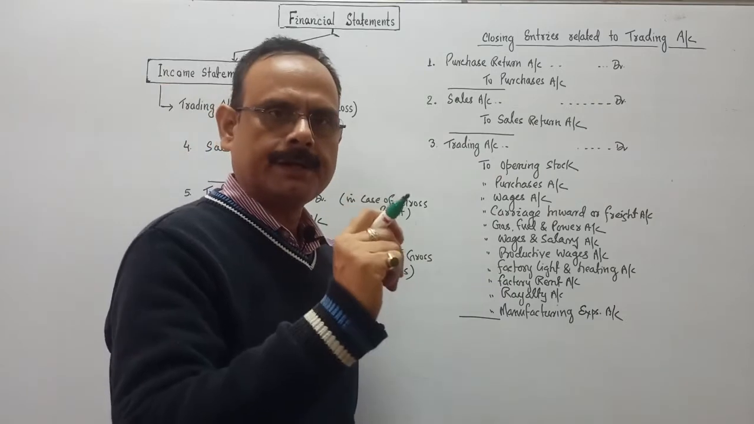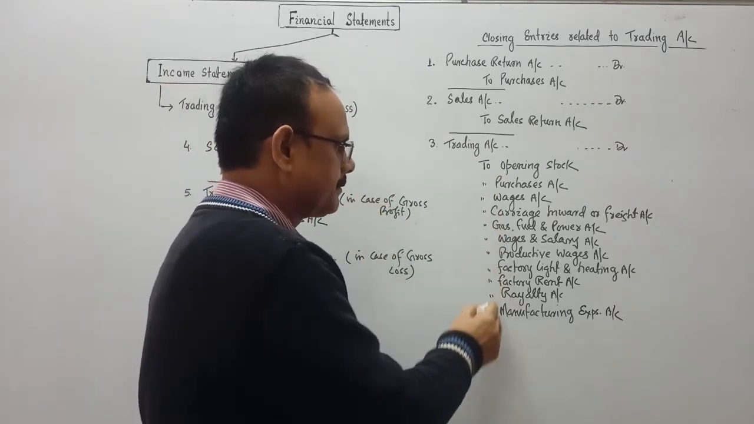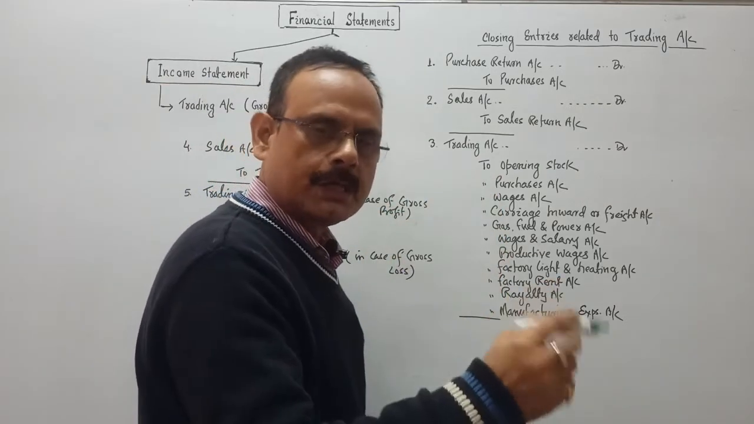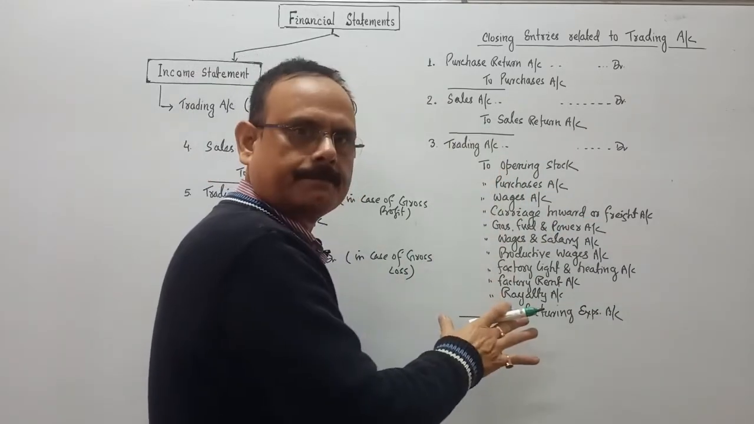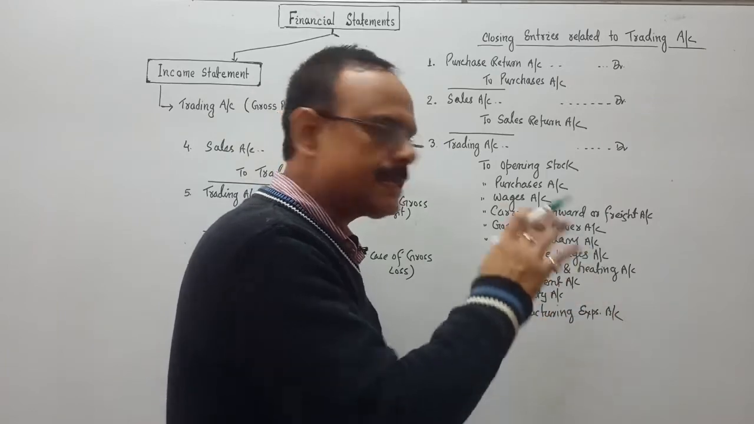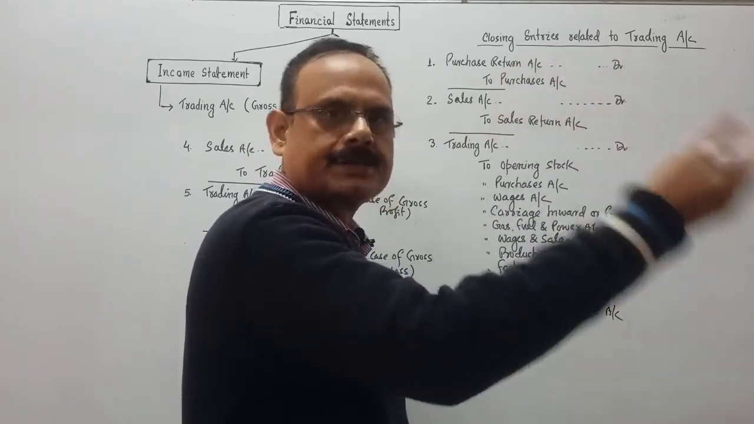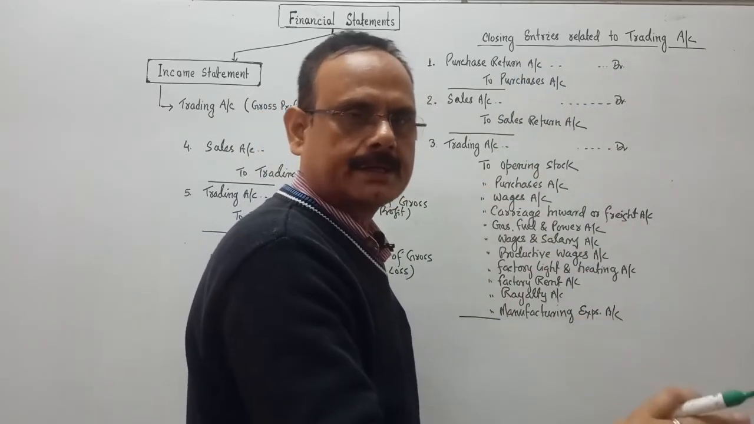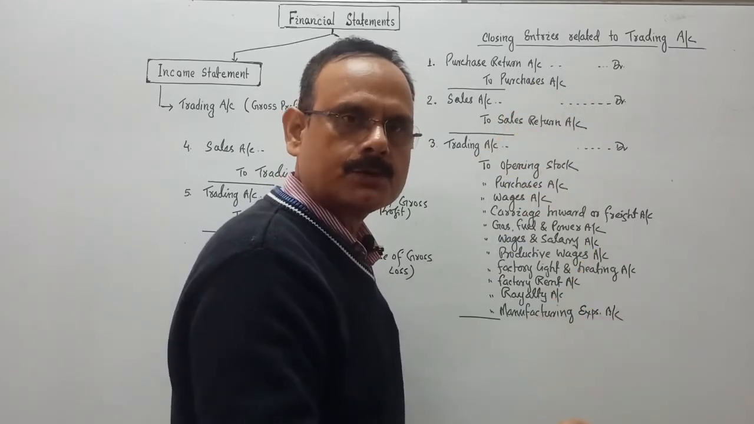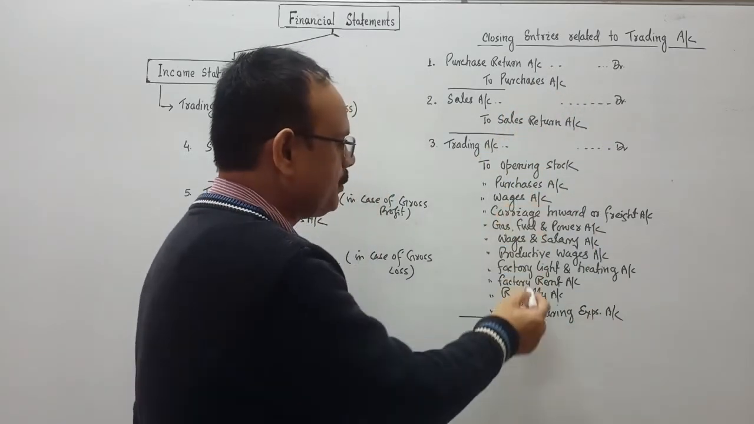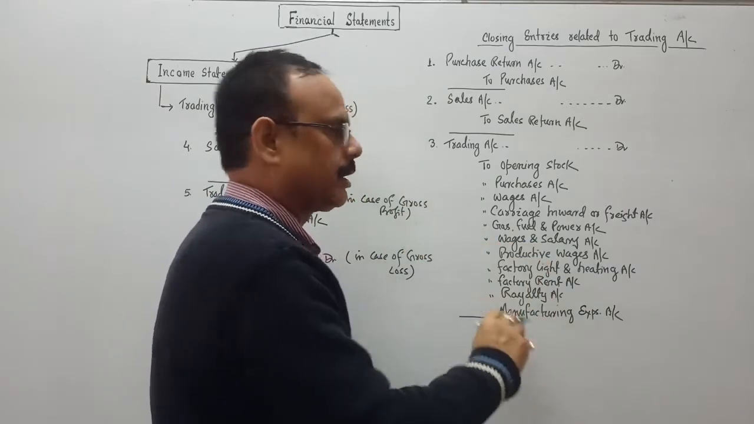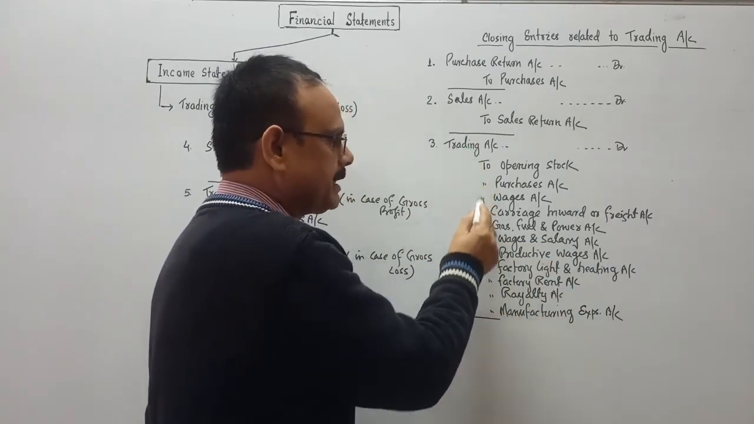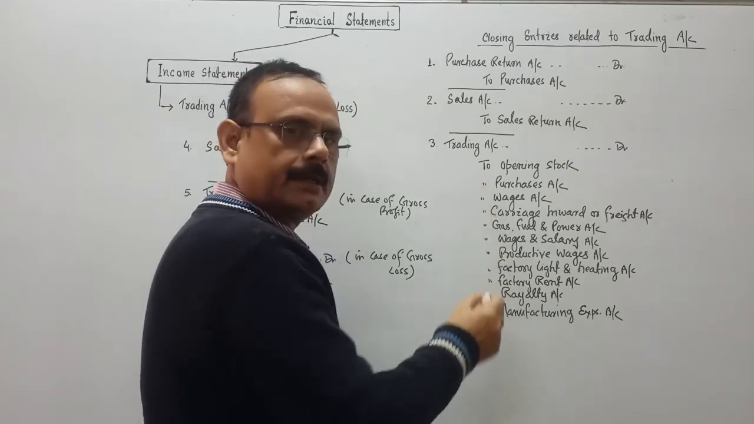Trading account debit. All these ledger balances will be closed by transferring to the trading account. It's a closing entry. These accounts are not going to be forwarded to next year. We will close them. How will these ledgers be closed? These ledgers will be closed by transferring the rest amount to the trading account. So trading account debit to these accounts will be credited.